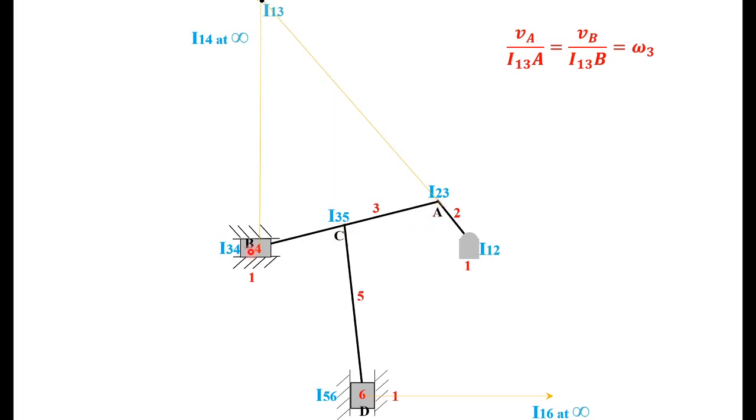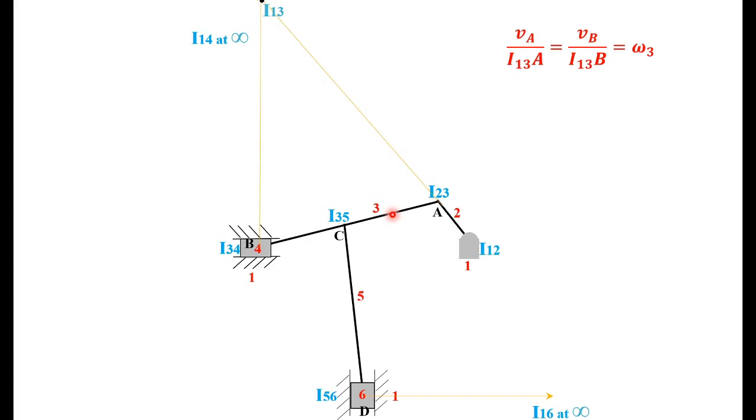So you see AB, C is a point on AB also, right? CD is a link, but C is a point on AB also. We already located the center of AB. That is I13. Then what we can say is VA by I13A will be equal to VB by I13B, will also be equal to VC by I13C. And if there is a point D in between A and C, then VD by I13D also will be the same ratio.